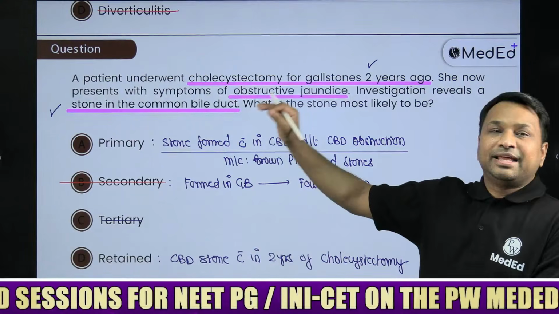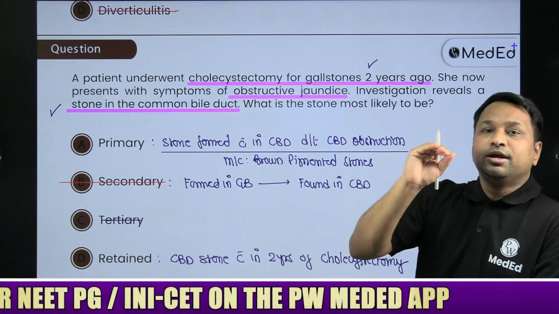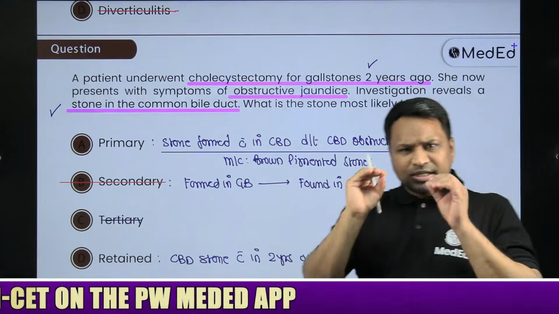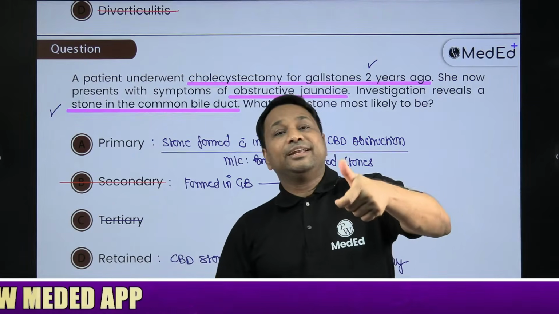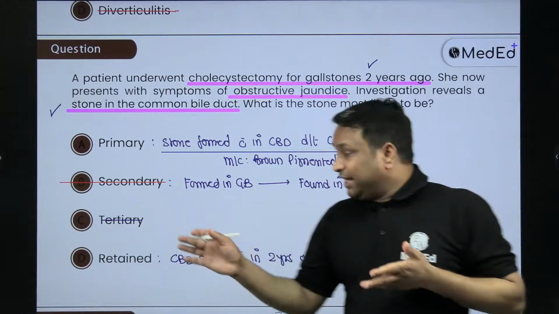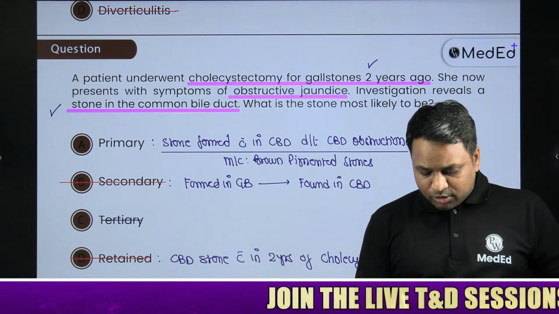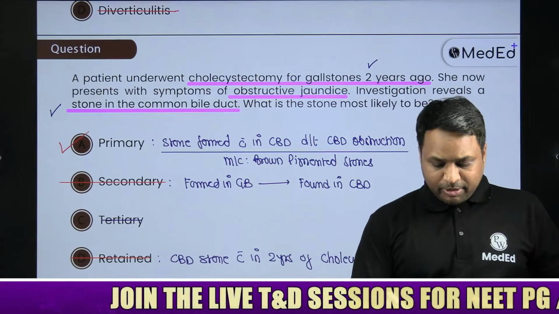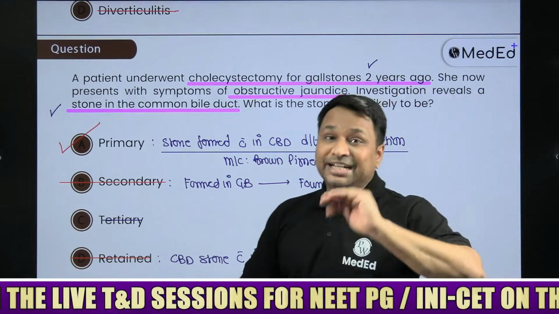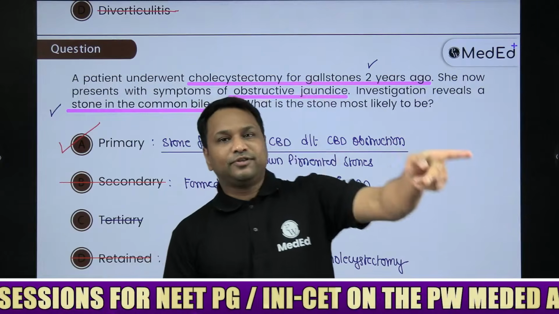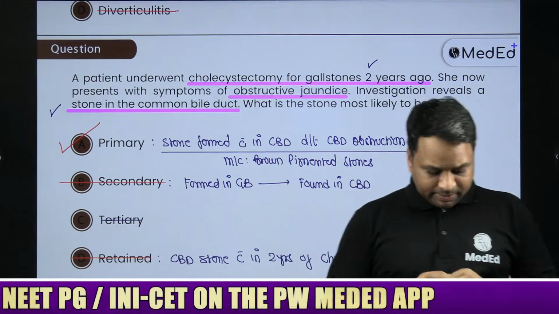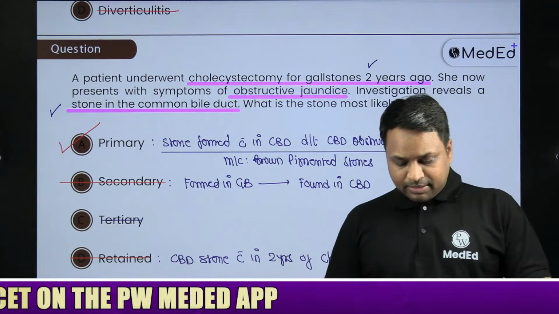For a primary, there has to be a history of a CBD stone secondary to some sort of obstruction. But for retained, it should be within 2 years. It is beyond 2 years, so I can take out the retained CBD stone also out of the picture. Answer here is going to be a primary CBD stone. If it is within 2 years, then it is retained. After 2 years, it will be considered as primary CBD stone.